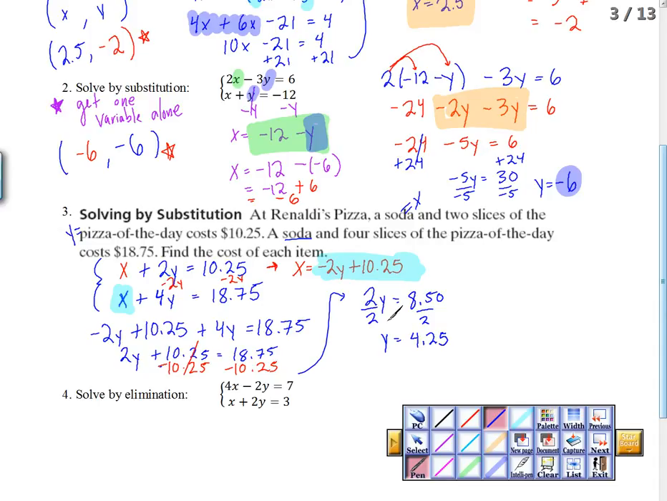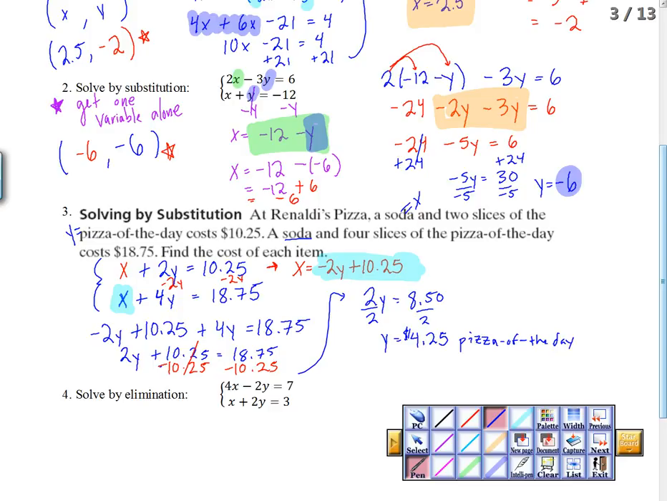So in this case, y represents my pizza of the day, so I'm going to label that, and I'm not going to worry about putting my answer in a coordinate point, because this is more a system used for context, and we're more concerned on, okay, pizza of the day costs $4.25.